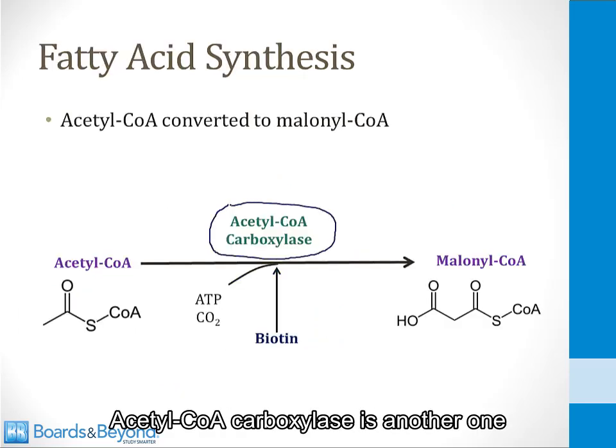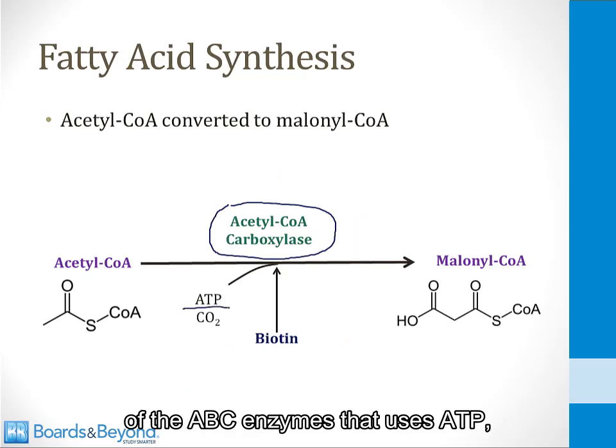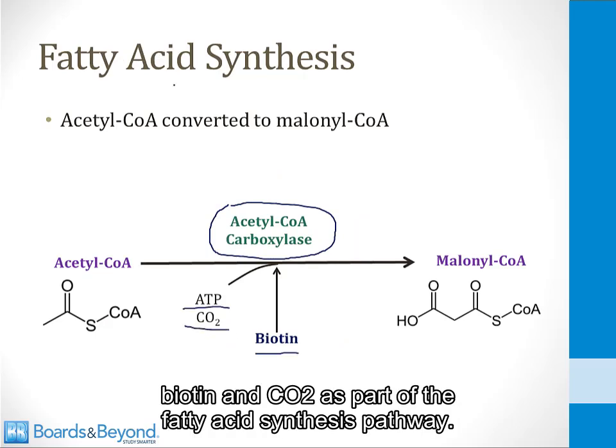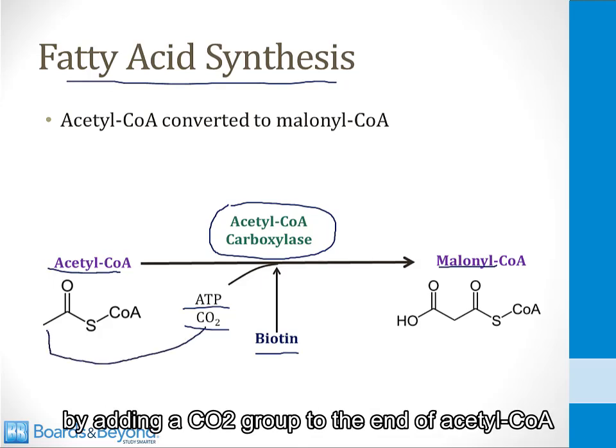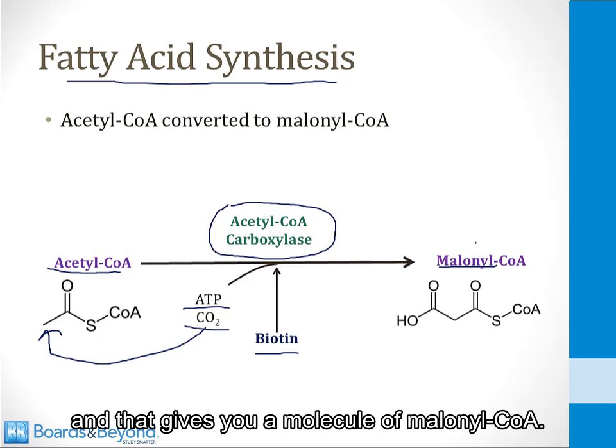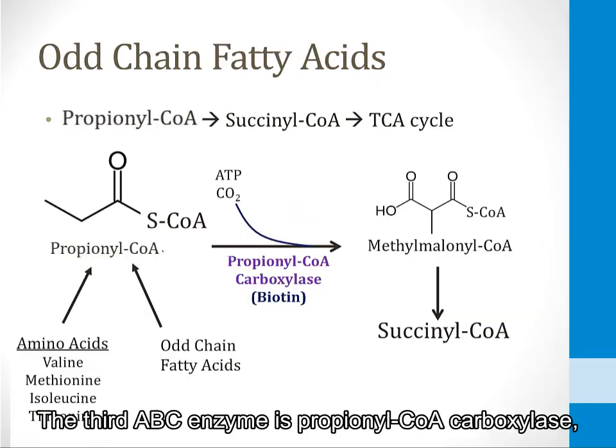Acetyl-CoA carboxylase is another one of the ABC enzymes. It uses ATP, biotin, and CO2. It's part of the fatty acid synthesis pathway. It converts acetyl-CoA into malonyl-CoA by adding a CO2 group to the end of acetyl-CoA, and that gives you a molecule of malonyl-CoA. The third ABC enzyme is propionyl-CoA carboxylase.